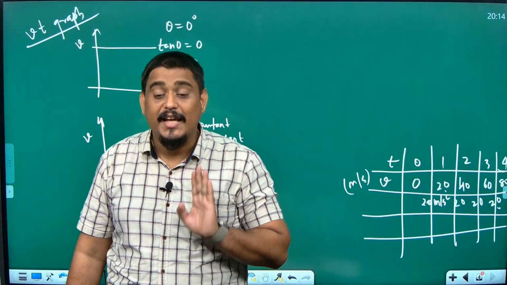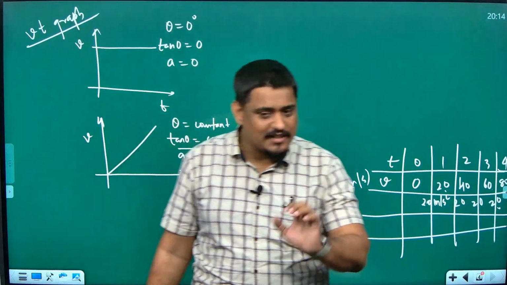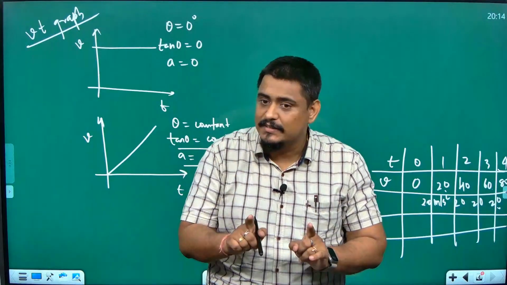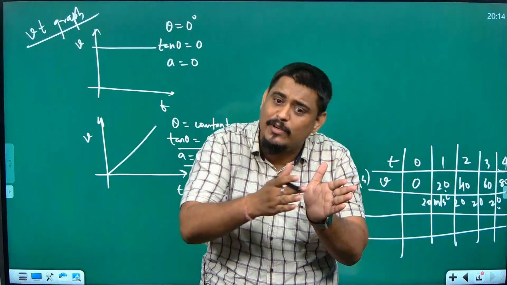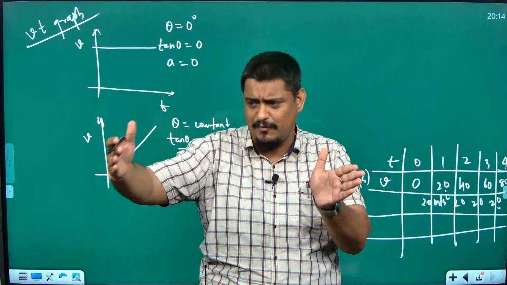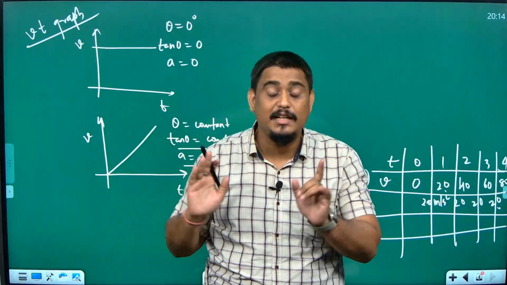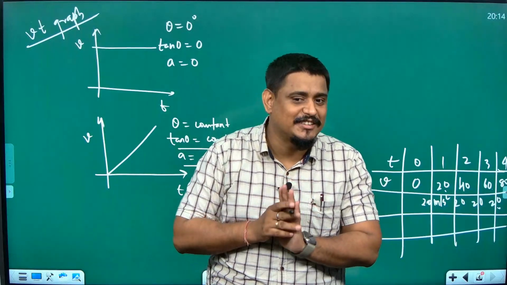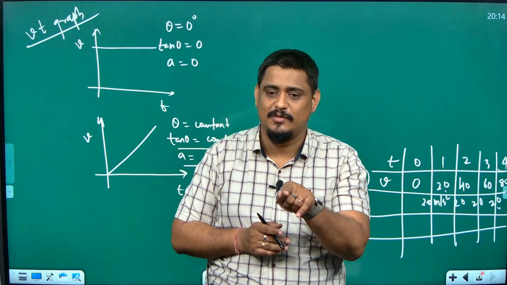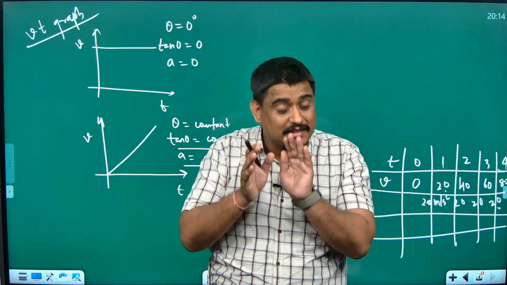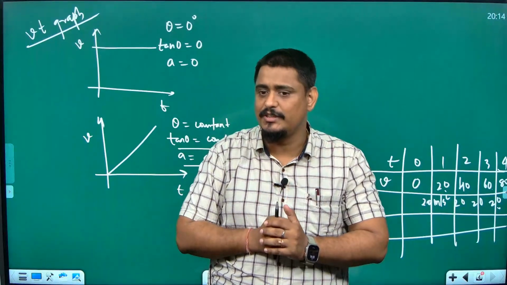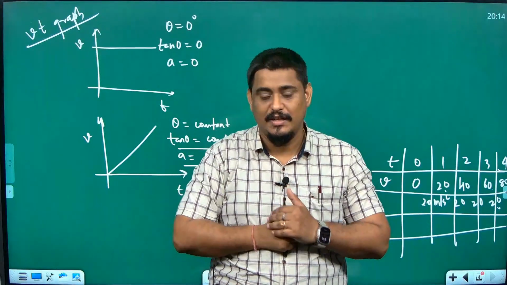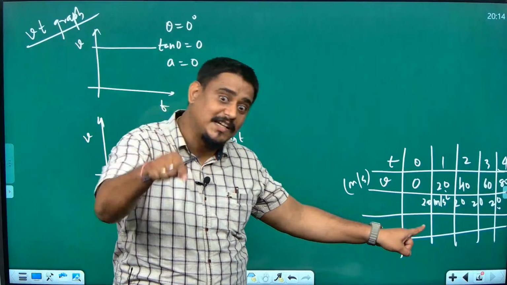Are you getting it? If she starts the bike, goes to 40 meter per second, and remains at 40 meter per second throughout, 40, 40, 40, 40, it means velocity is constant. What will be the acceleration? 0. Are you getting my point? Constant velocity means 0 acceleration, but varying velocity will have some acceleration. This is the example of constant acceleration.